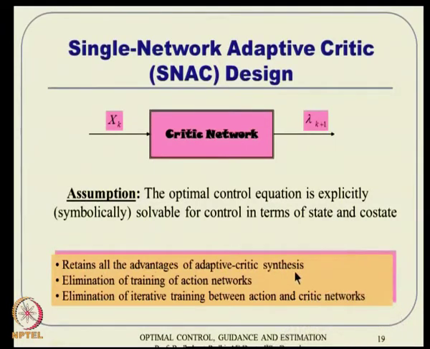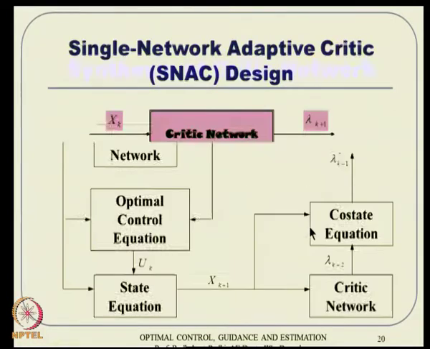It retains all the advantages of adaptive critic, it eliminates the action network, and hence it also eliminates the iterative training between action and critic networks actually. So, these are the advantages which save us a lot of training time in a way. It also eliminates some of the approximations involved from the critic network. Anytime you have a network which is a function approximation, that approximation error is also gone by eliminating that actually. And it also leads us to consistency, the quick training sort of ideas and all that way. So, that is single network adaptive critic.